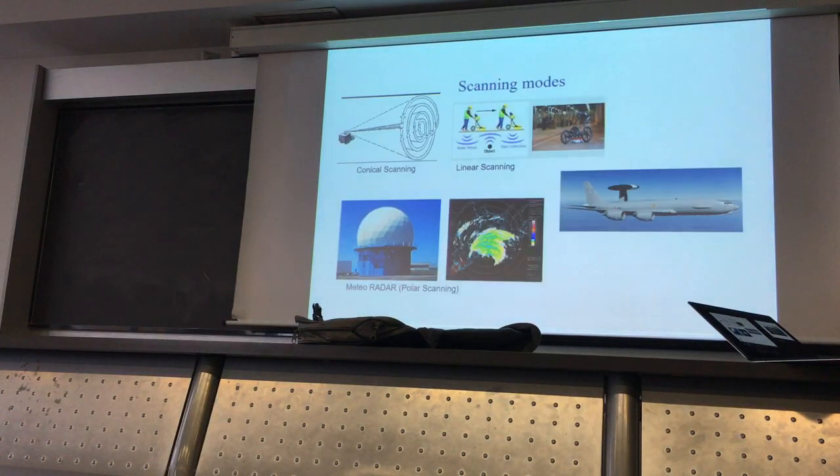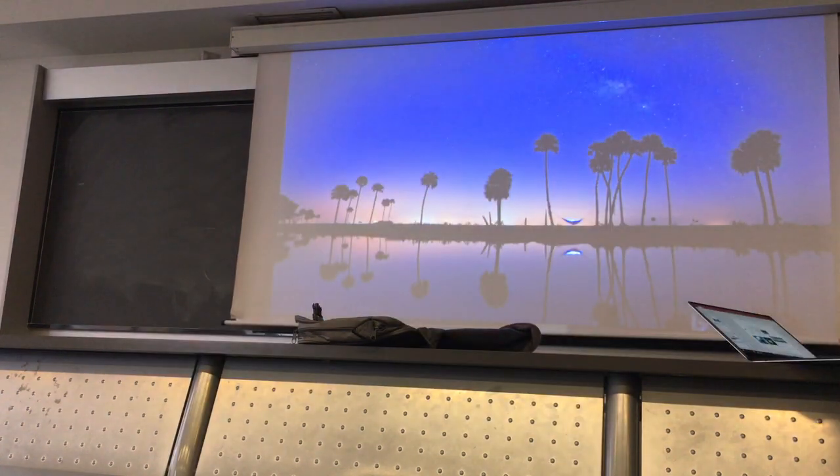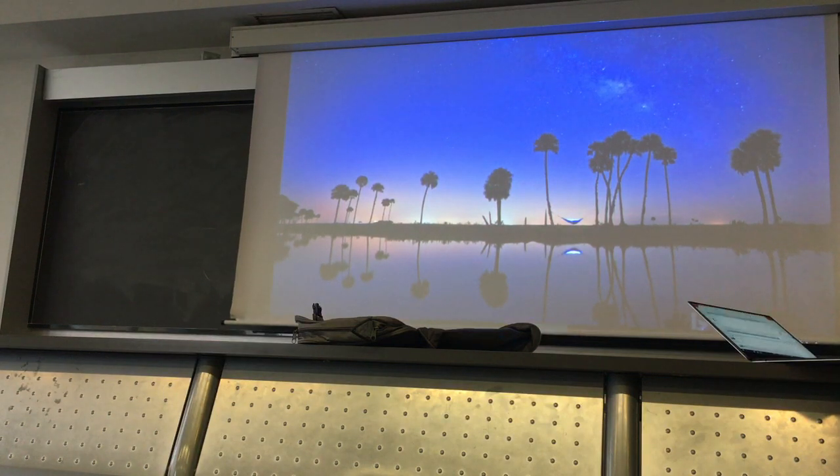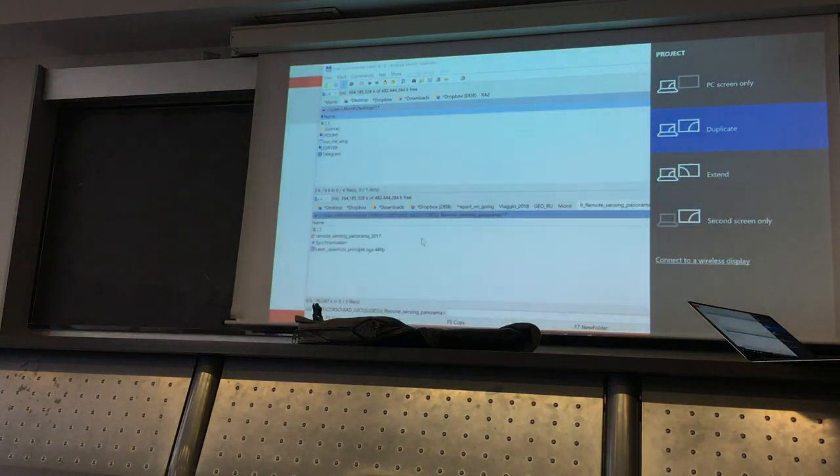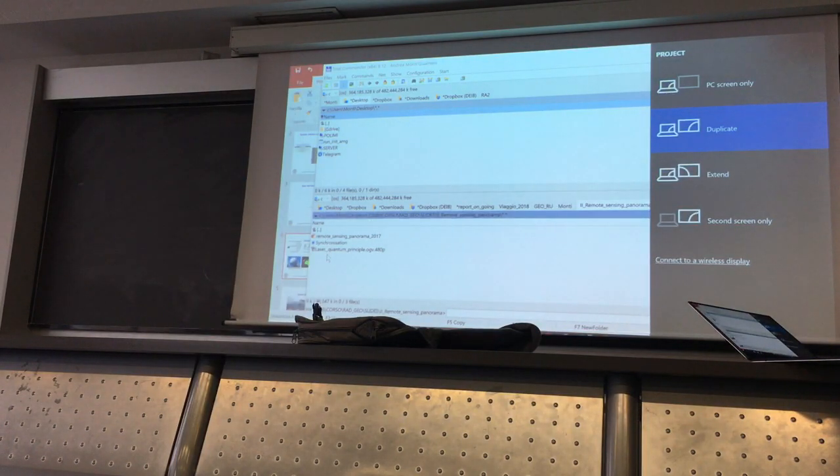Well, this is another case of coherent sources. I don't have it on the PowerPoint. I have just taken the simulation from Wikipedia. I hope that it works. I didn't test it, but maybe. Okay, so this is this one.